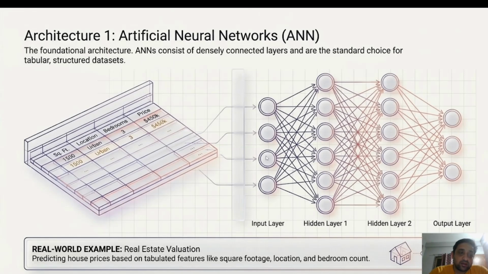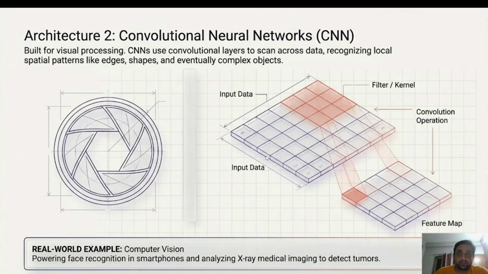Architecture 2, CNN, Convolutional Neural Network. CNNs are specifically built for visual and spatial data. Instead of fully connected layers, CNNs use convolutional layers that slide a small filter, also called a kernel, across the image scanning for local patterns.